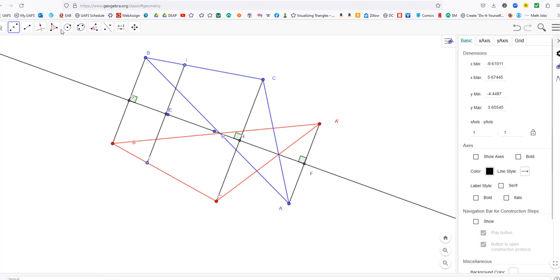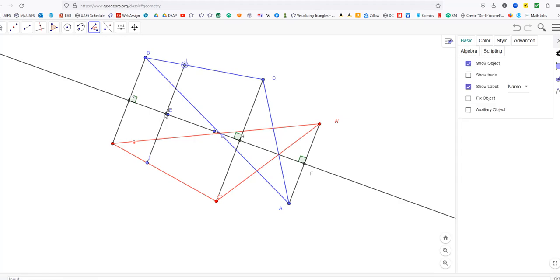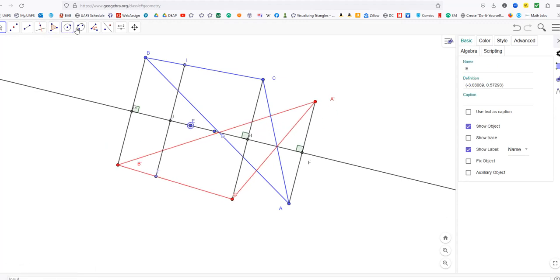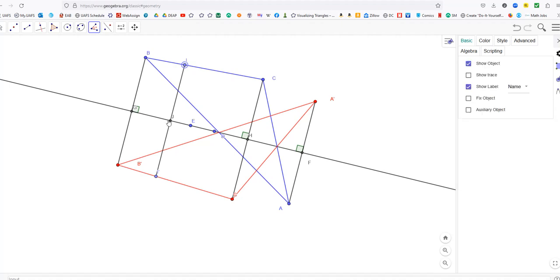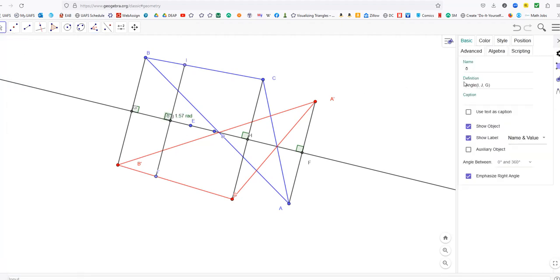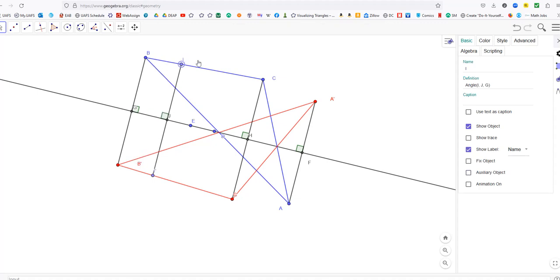And if we compute the angle measure, it will be 90 degrees or pi radians. I'm not sure if I grabbed the right point there, so let me fix this. There we go. Sure enough, right angle. Doesn't matter where we are there.